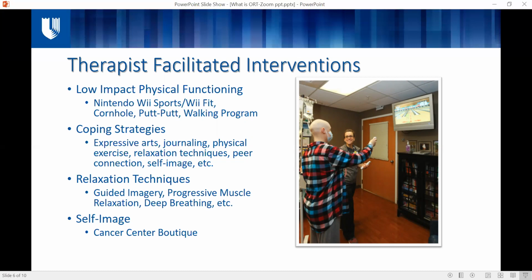Self-image is also very important. It's something that I focus on with folks, and I'll take people from the hospital over to the cancer center to participate in the self-image services that they have over in the boutique, such as getting fitted for wigs or learning how to tie headscarves, salon services, things like that. So just making sure that folks know that those services exist and that we can still participate in those services even while you're in the hospital.